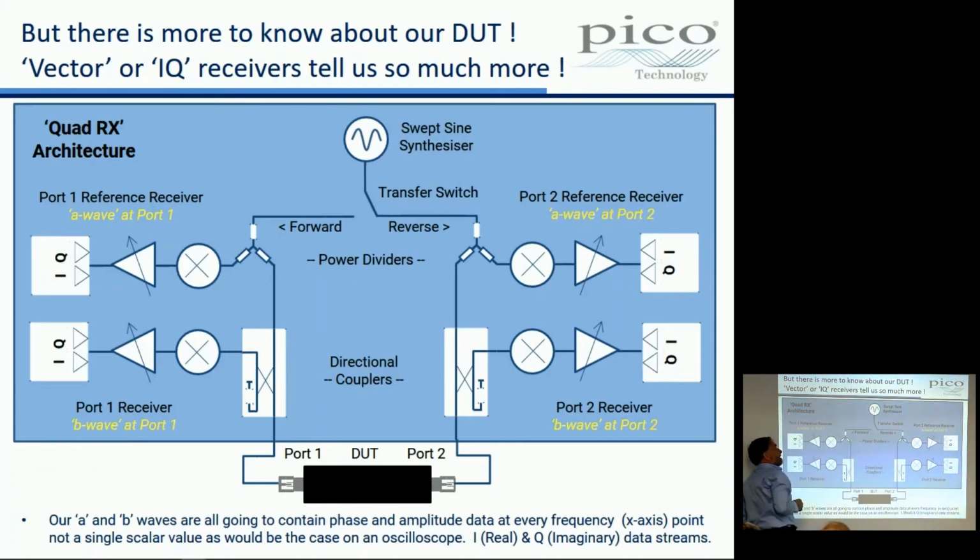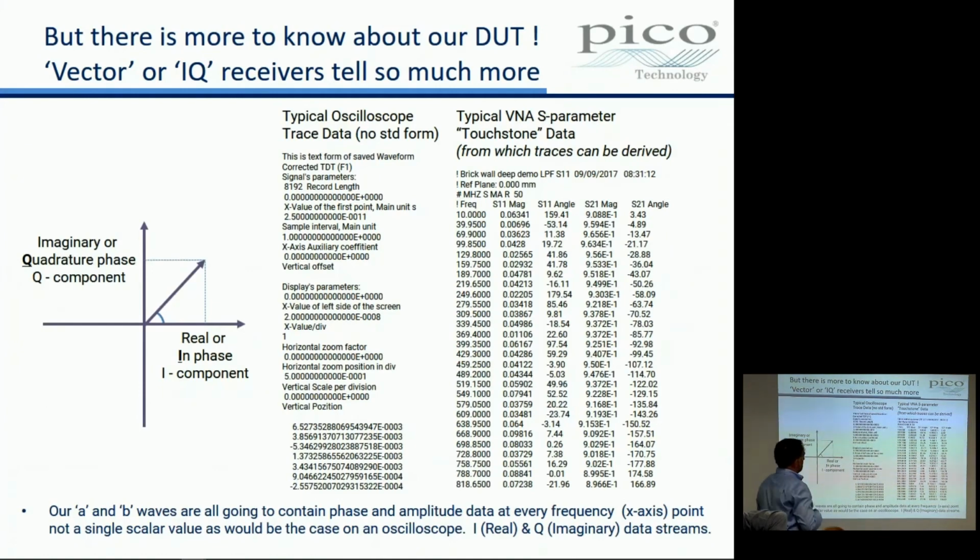So this not only measures, see, a scope just measures the amplitude of a signal versus time, doesn't it? But this is going to be measuring phase as well, and it's going to do it in the form of an IQ signal. See the next slide in a minute. It is the next slide, yes it is. So these waves, the A wave, the B wave on port 1, and the A wave and the B wave on port 2, they're all actually going to be vector quantities. So we need to start to get used to some data that is different from that of a scope.